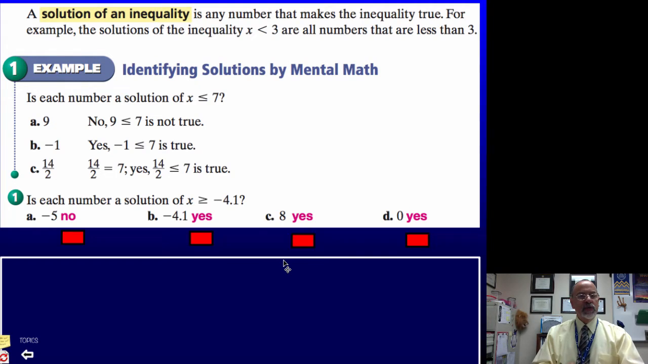So that is what an inequality is. That's how we determine the solution. In the next video, we'll look at how you graph these solutions to these inequality sentences.